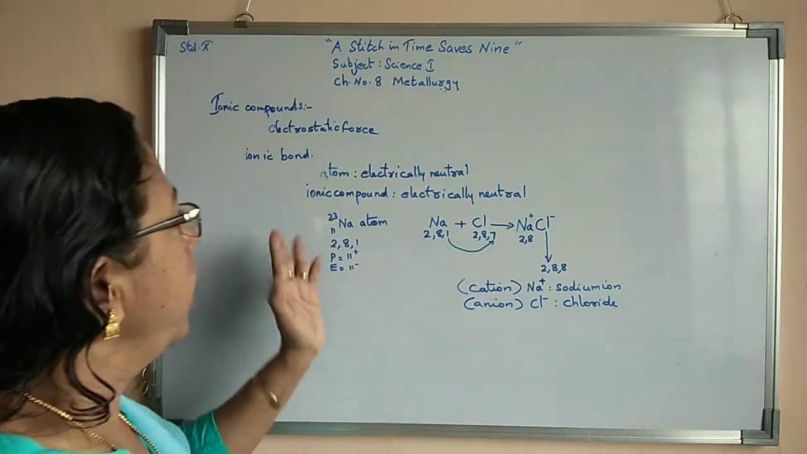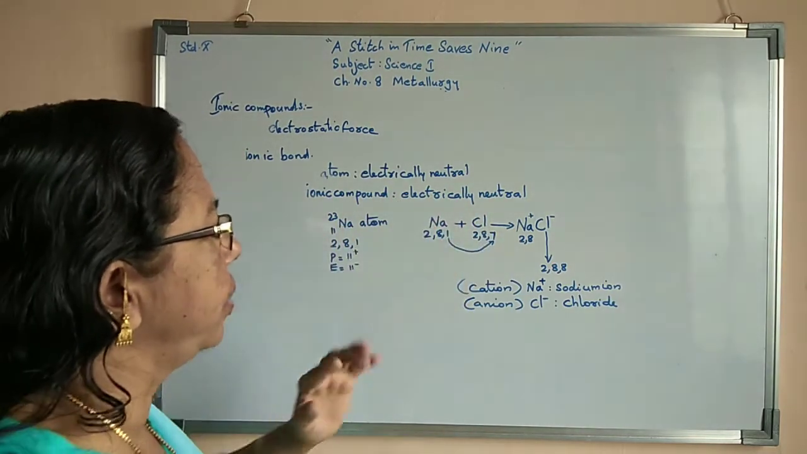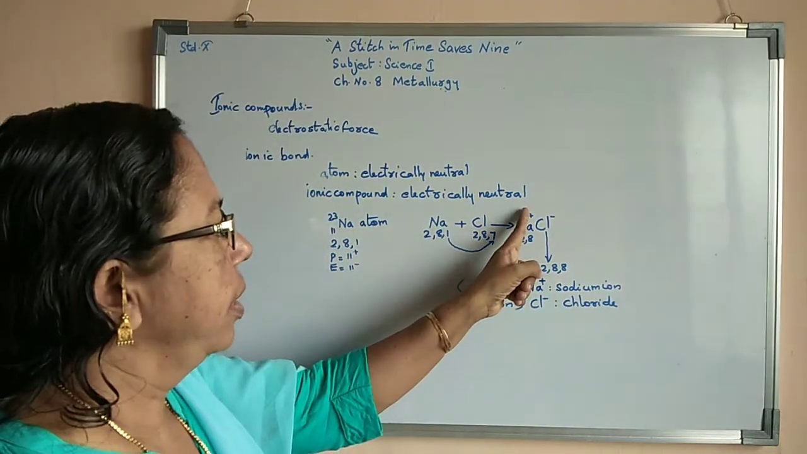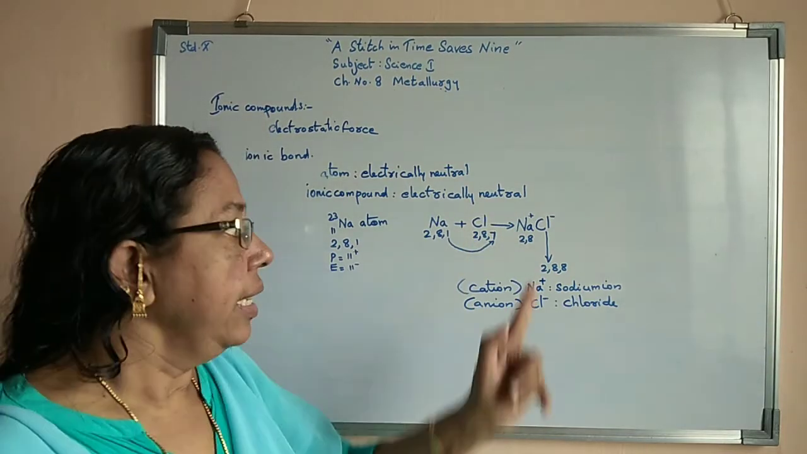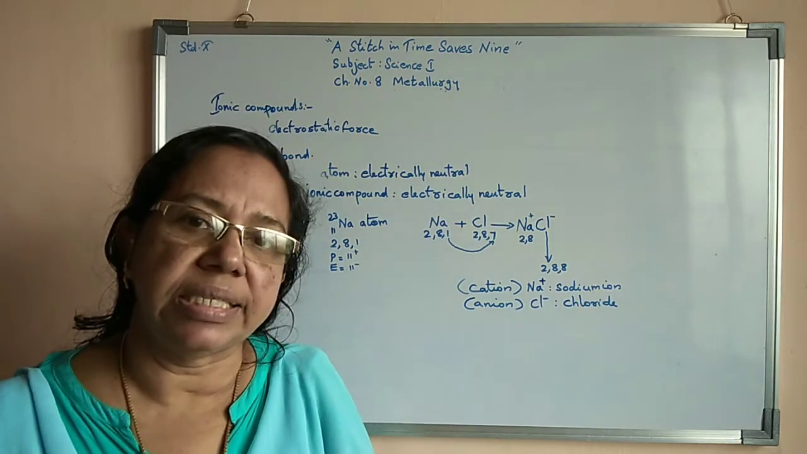Now, an ionic compound is electrically neutral. Why is it electrically neutral? Because it has an equal number of positive as well as negative charges. Here one positive charge, at the same time one negative charge is there.